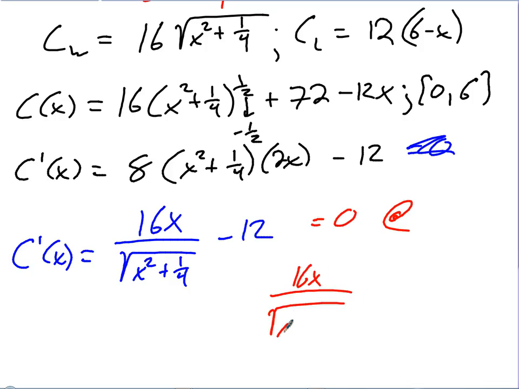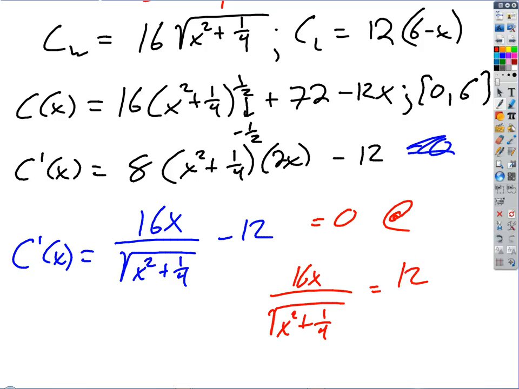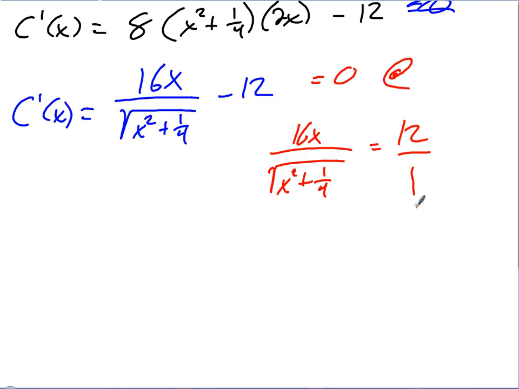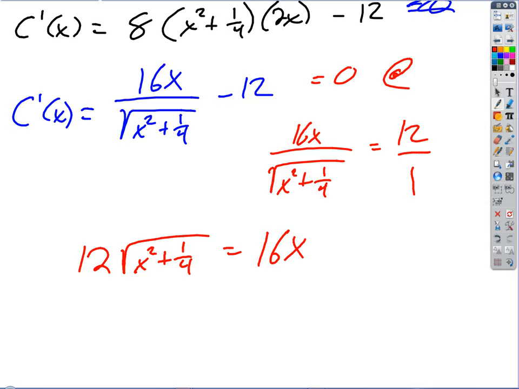So 16x over the square root of x squared plus 1/4 equals 12. And now we just have to solve a radical equation, which is good practice. So we would probably just cross multiply, right, to get rid of the fractions, and get 12 times the square root of x squared plus 1/4 equals 16x. Good. Divide each side by, what, 4? Okay.